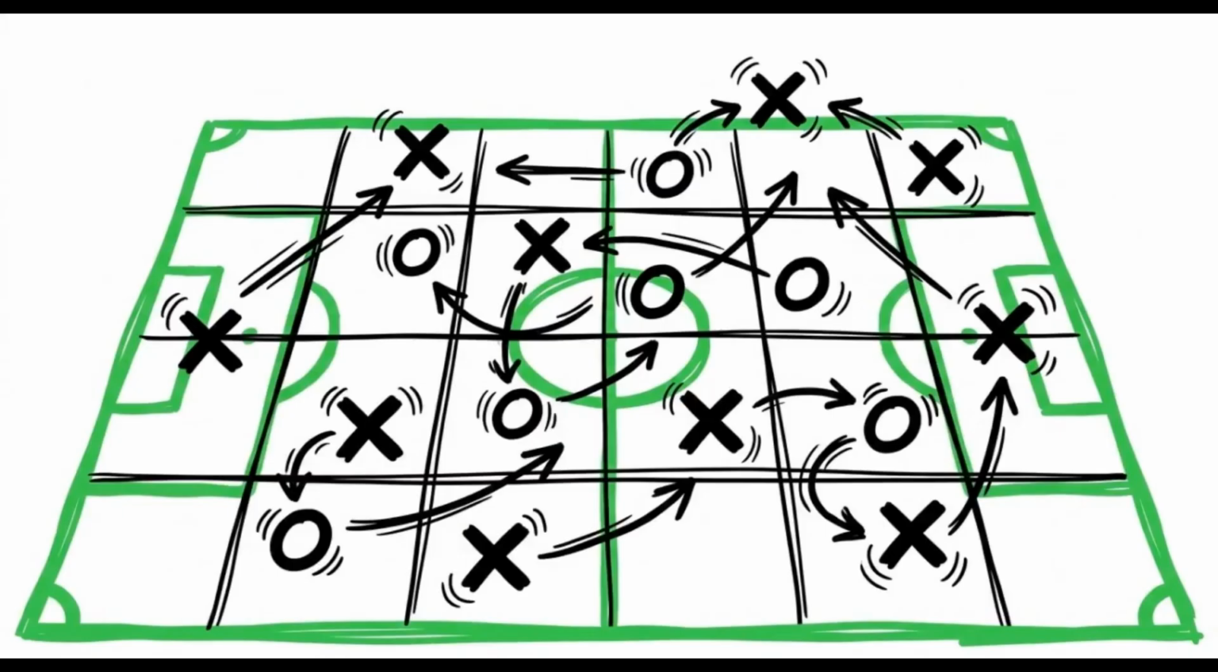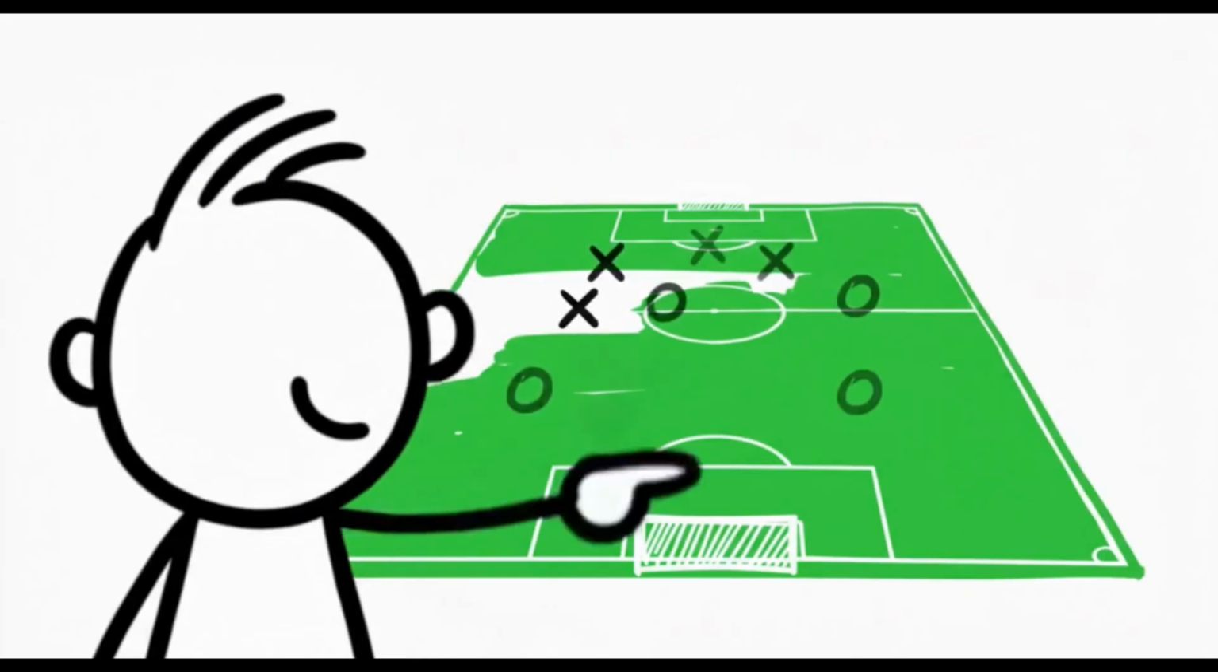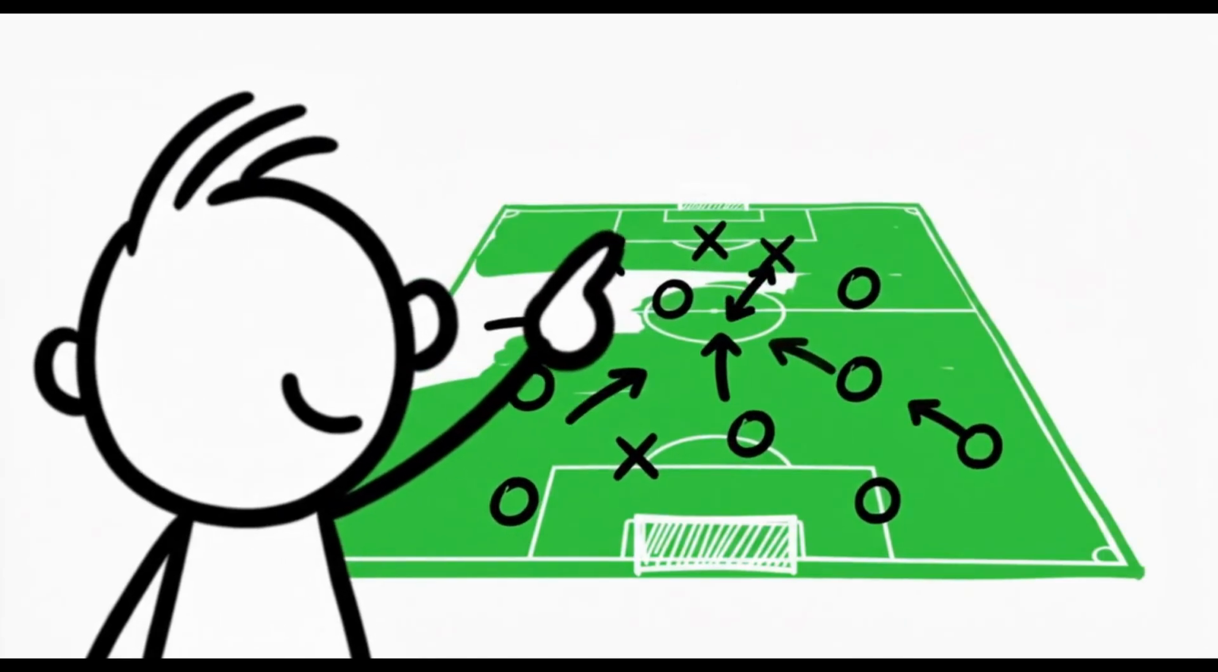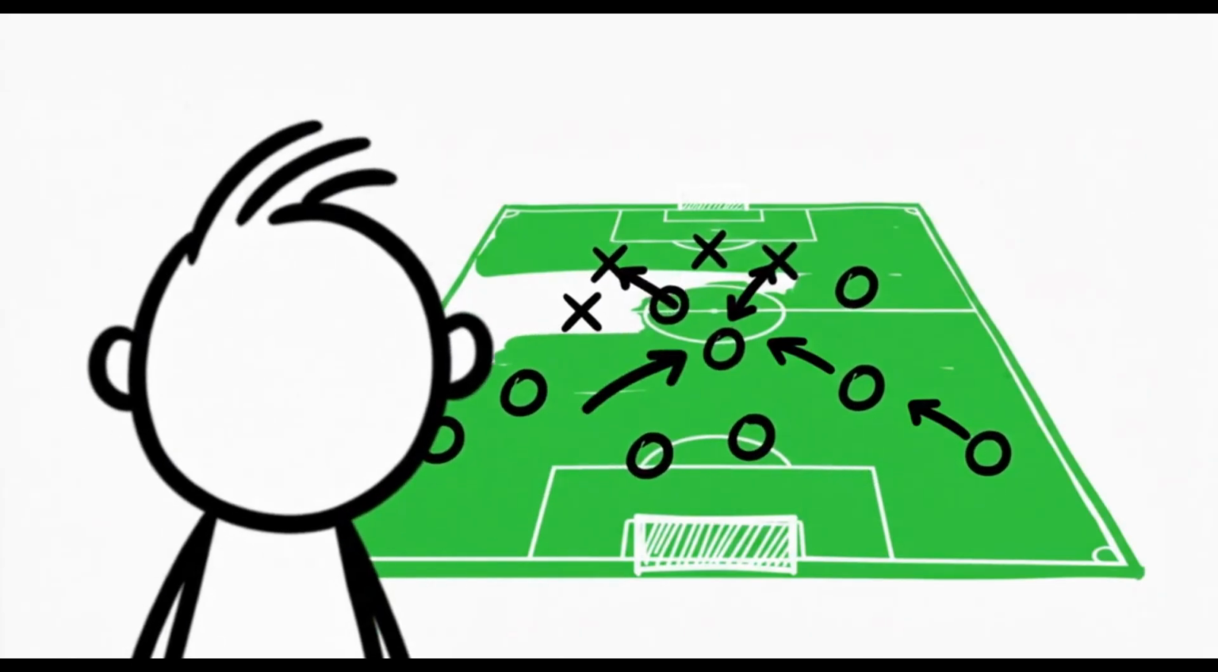Contemporary managers treat these systems as starting positions rather than fixed constraints. The advantage doesn't come from picking the right formation, but from coordinating the movement between them. In the battle between the 4-3-3 and the 4-4-2, the winner is the manager who chooses both.